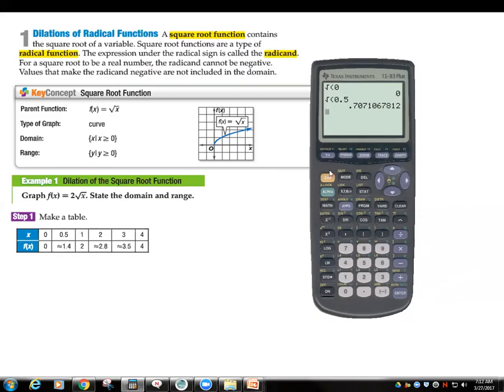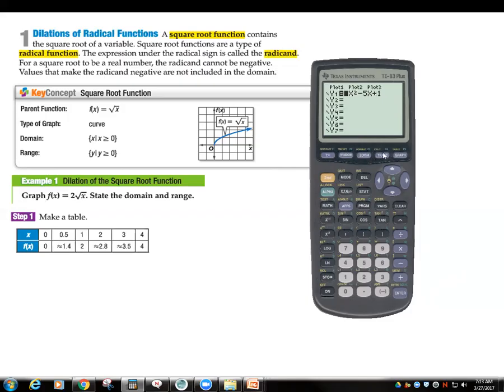Oh, I messed up. It's 2 second square root of 0.5. That's 1.414. I forgot about the 2 there. Then 2 second square root of 1, and you could have done that one in your head: the square root of 1 is 1, so 2 times 1 is 2.